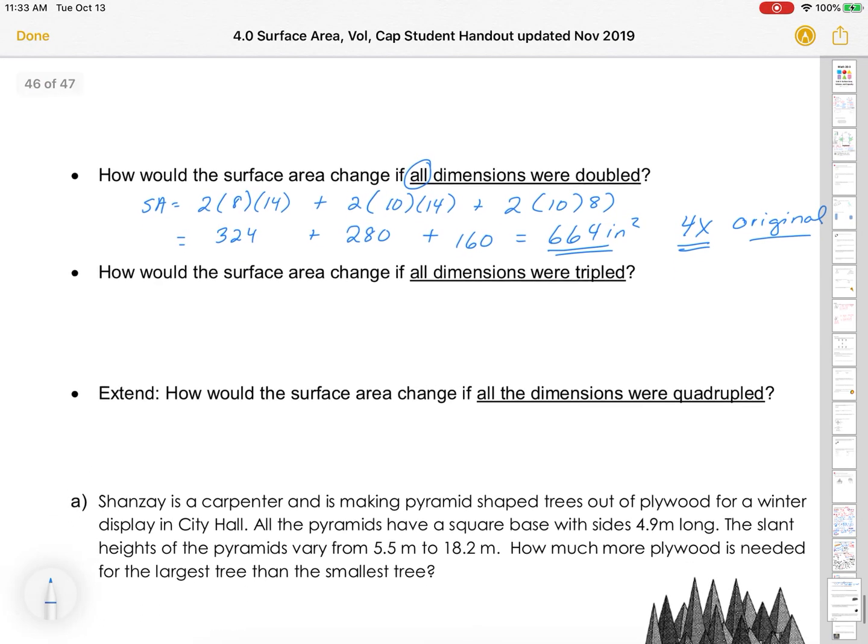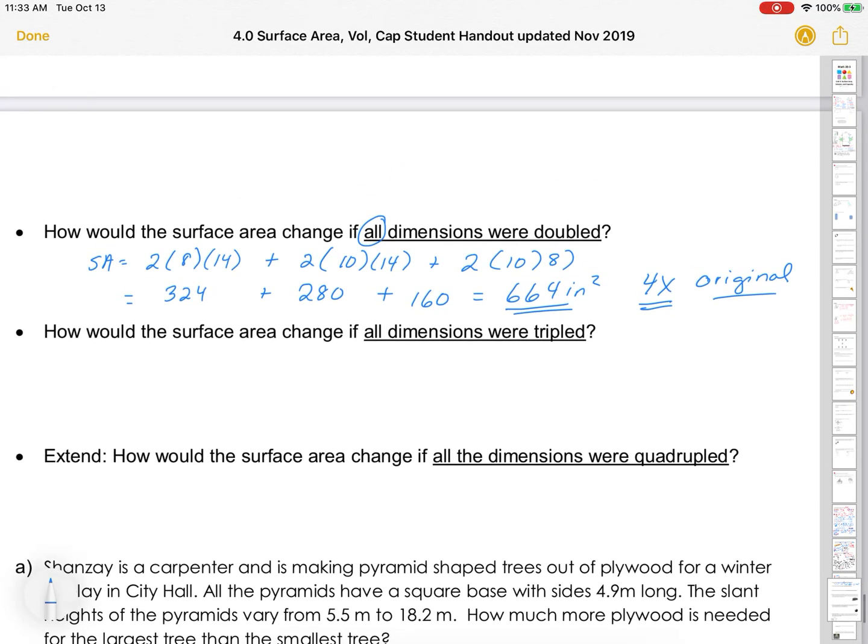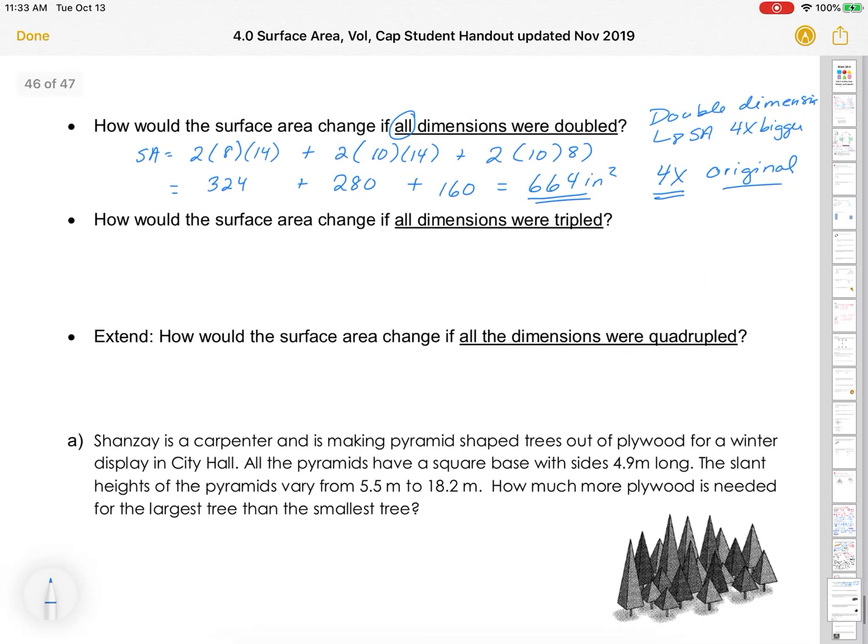Well, this is actually 4 times the original. If you take the original 166, you're going to get 4 times bigger. So if you double the dimensions, all of them, surface area gets 4 times bigger. Okay? How would the surface area change if all were tripled?